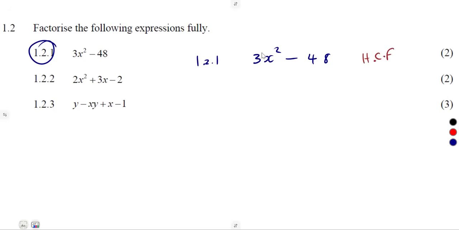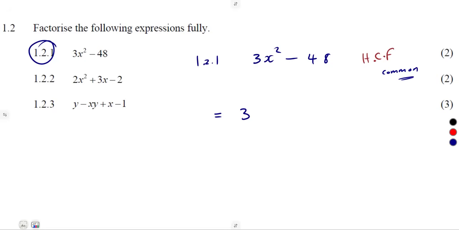So we are going to look into the numbers 3 and 48, which is the highest value that we can factor out. That's a 3 there. All right, so you can factor out 3. X squared, we do not have x on 48. So we cannot factor out anything about x because x is not common. Remember, a highest common factor must be common throughout. It must be a common term, a common number. So 3 is common. We can factor out 3.